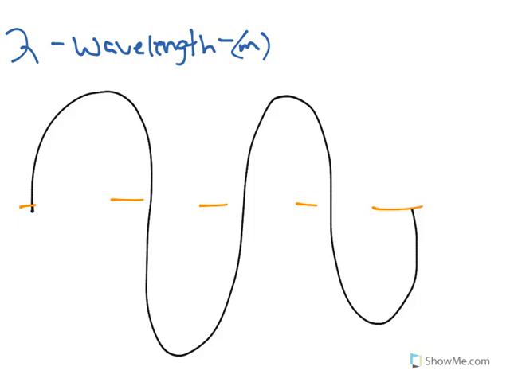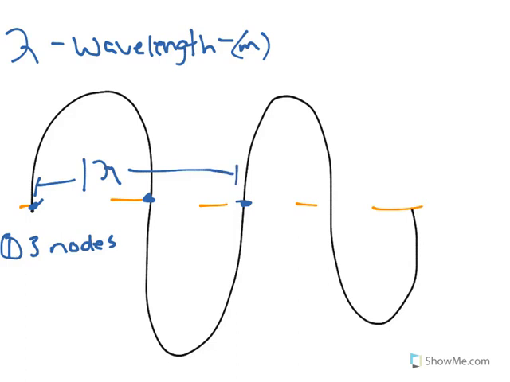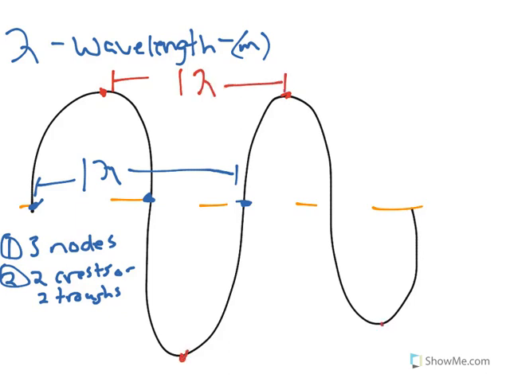And the way you calculate the wavelength, there are three ways. Number one, 3 nodes. So from here to here to here is one wavelength. Or, number 2 is 2 crests or 2 troughs. So from here to here would be one wavelength, or from here to here would also be one wavelength.